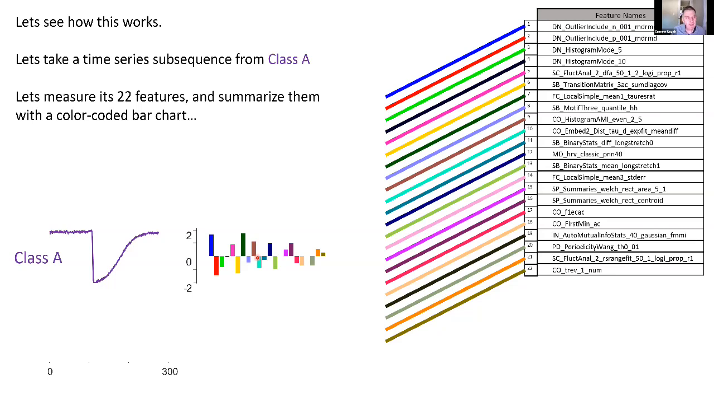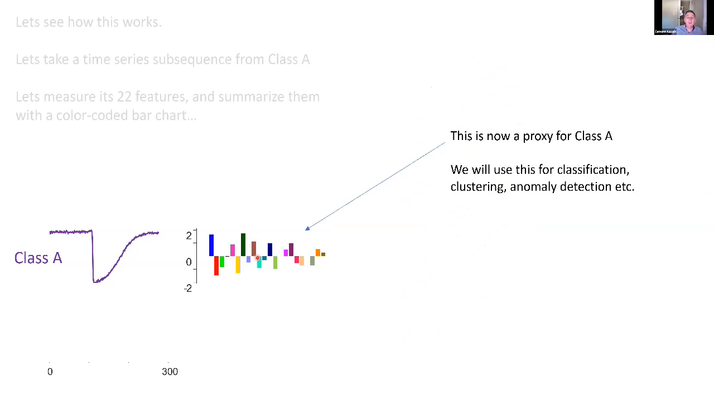Let's see if this actually works. So this, again, is a proxy for class A. My claim is we're going to reason with these things and basically almost ignore the original data. And then any algorithm we have of interest, whether it be classification, clustering, or anomaly detection, we're going to reason in this space, not in the raw data space, because the raw data space may be useless, as I previously hinted at in this case.